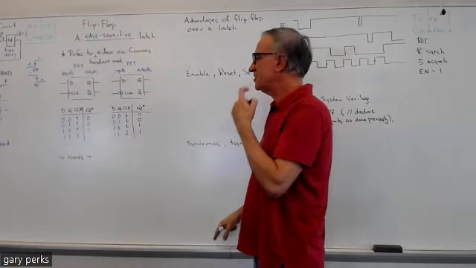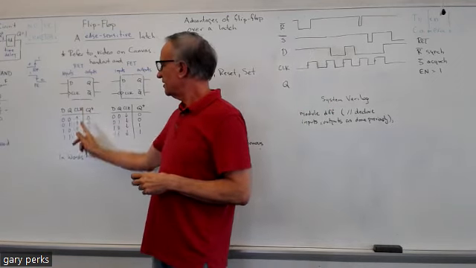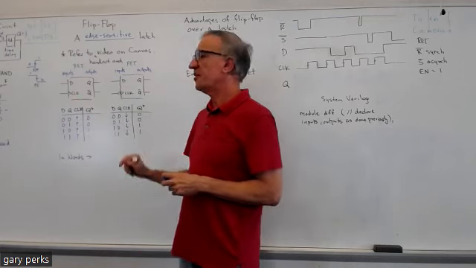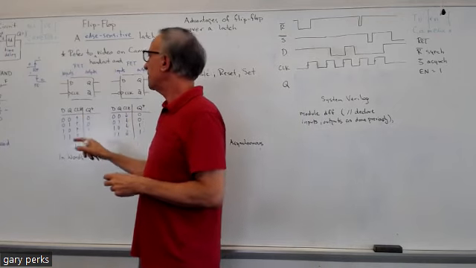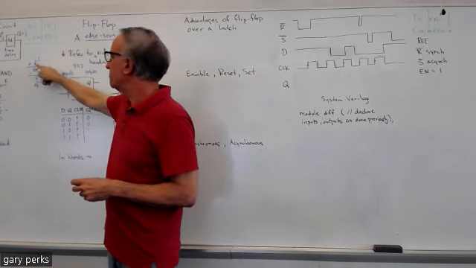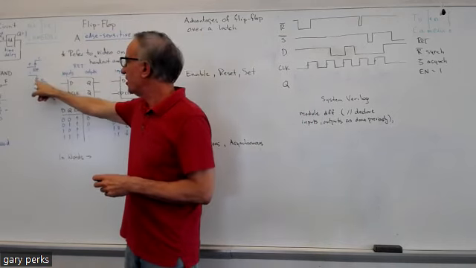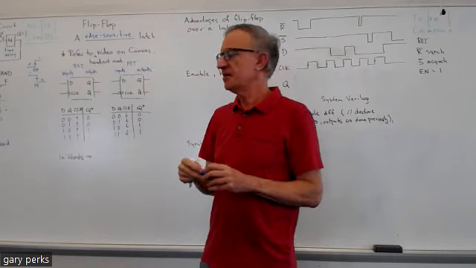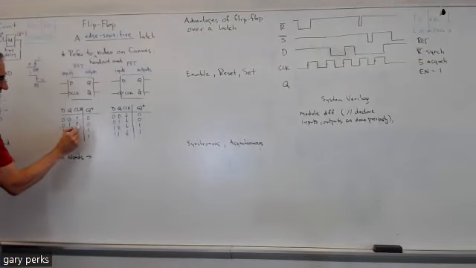Okay, so when you look at these truth tables, you'll see that they're identical, except the clock has an arrow going up for the rising edge, and the clock has an arrow going down for the falling edge. The reason you see an arrow going up for the clock for the rising edge is because that arrow is symbolic for this transition from 0 to 1, and this downward arrow is symbolic for a transition going 1 to 0. Okay?